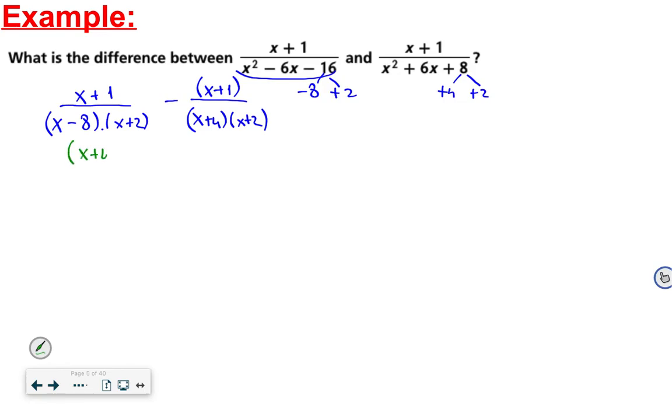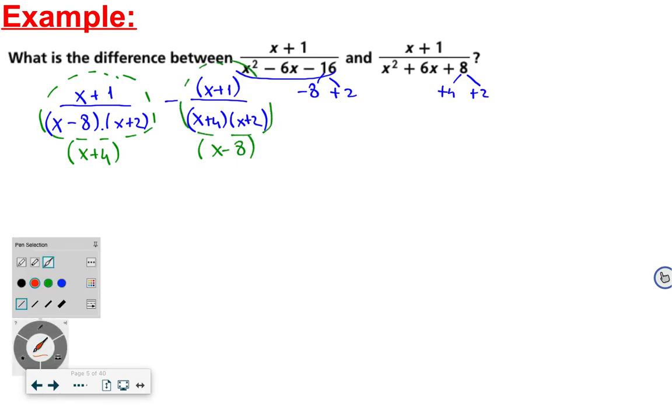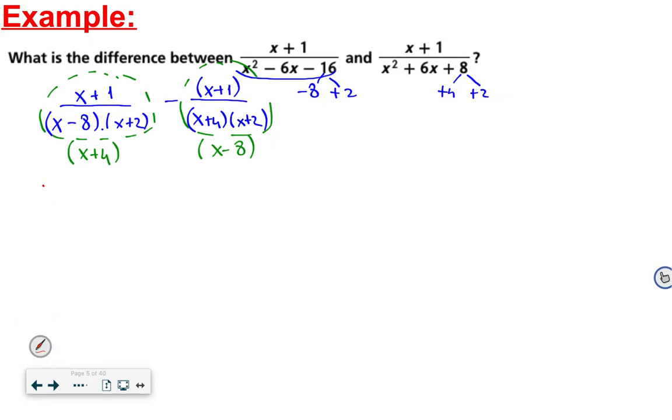X plus 4. So we need to expand the first fraction by x plus 4. What about the second one? X minus 8. We need to expand the second fraction by x minus 8. So let's continue. X plus 1 over x minus 8 times x plus 2 is going to multiply by x plus 4 over x plus 4.